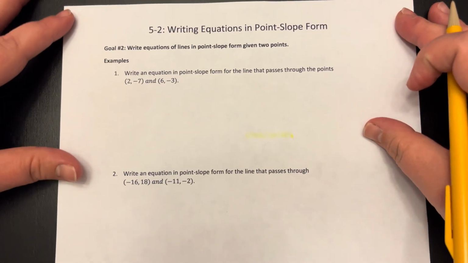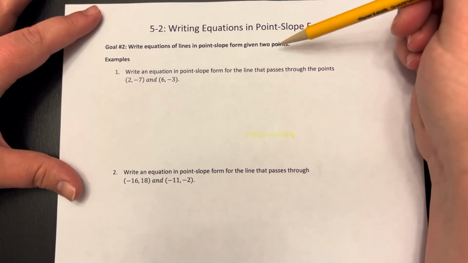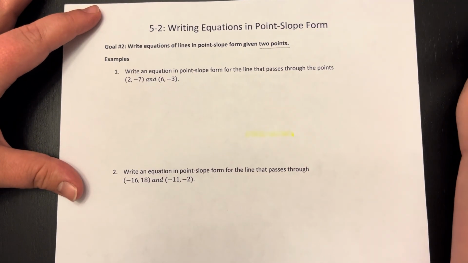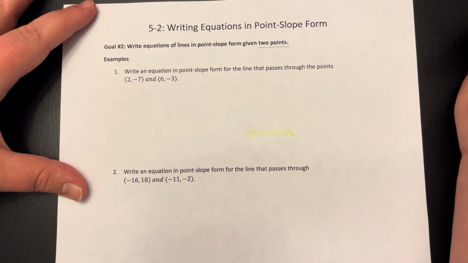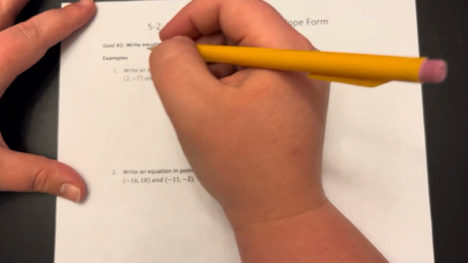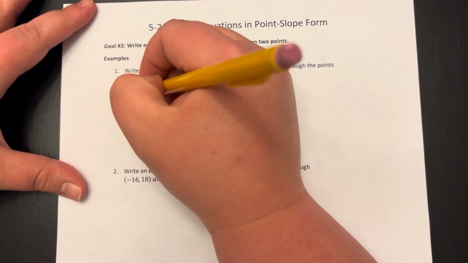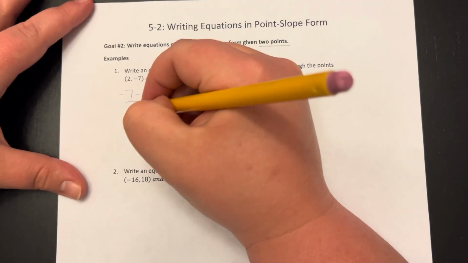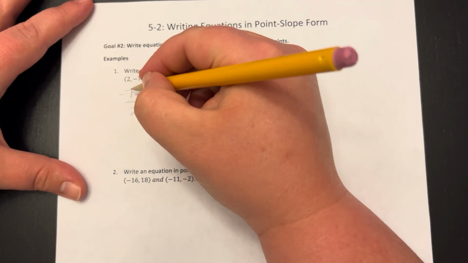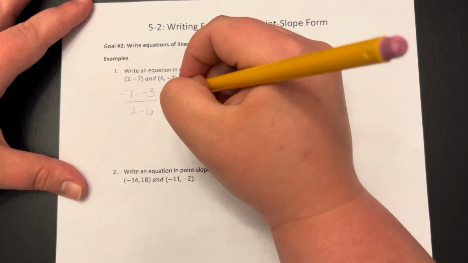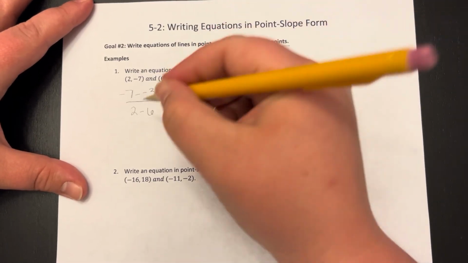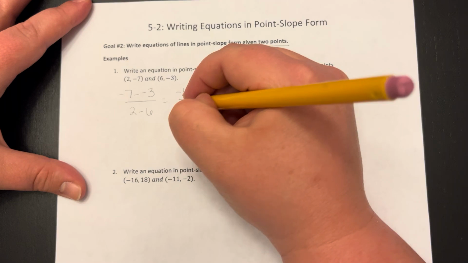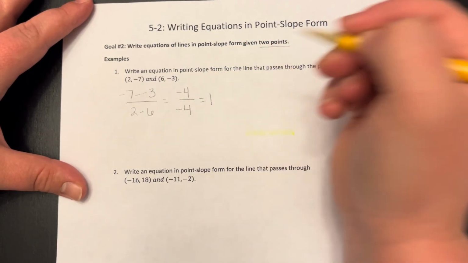All right, let's try a different type. This time you're going to be given 2 points. So you're not given the slope. You have to find it first. We know how to do that. It's the change in y, so -7 minus -3, over the change in x, or 2 minus 6. -7 minus -3 is -4, and 2 minus 6 is also -4. So that means my slope is 1.